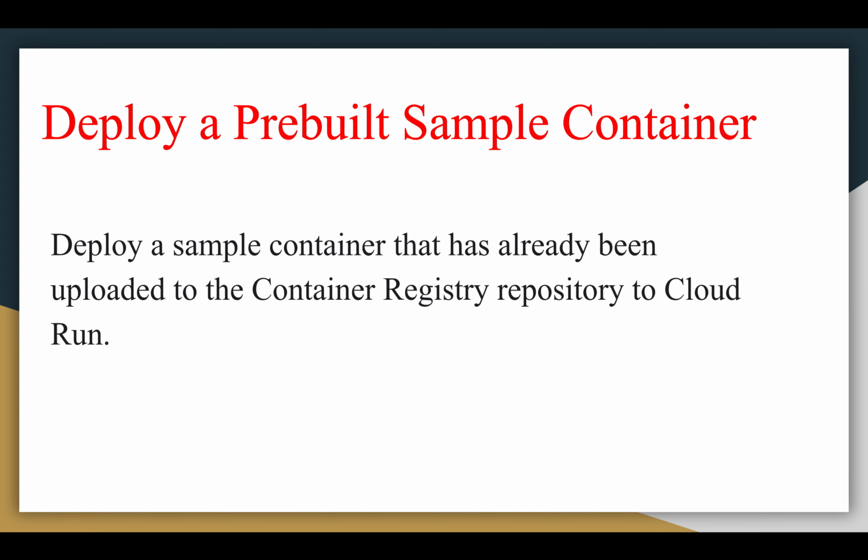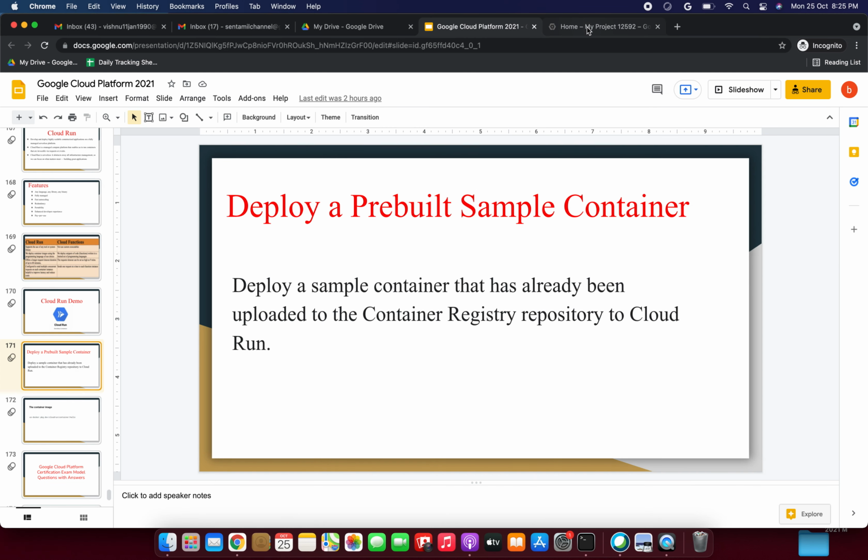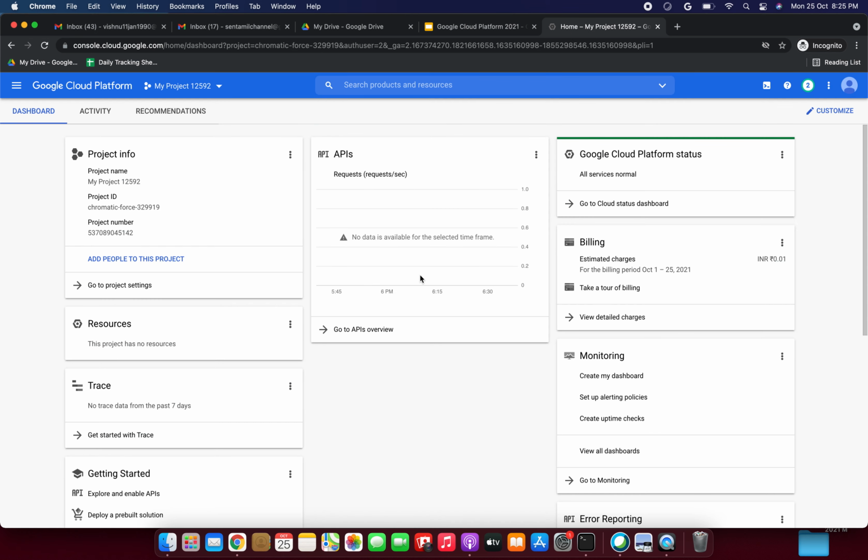In this demo, we are going to see that now. So let me go to the Google Cloud Console. So this is the GCP console. This is the Google Cloud Console, as we already know. Now we are going to deploy the sample container.